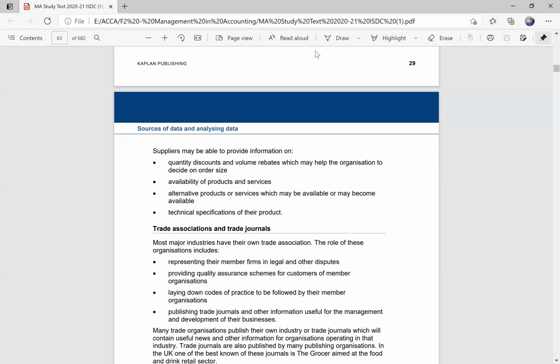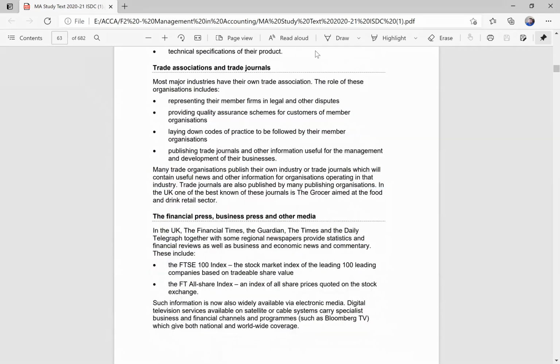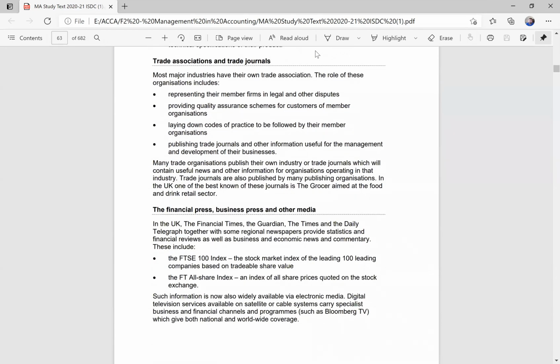Then we have trade associations and trade journals. These organizations are trying to make sure that trade becomes easier. So they have a lot of information.